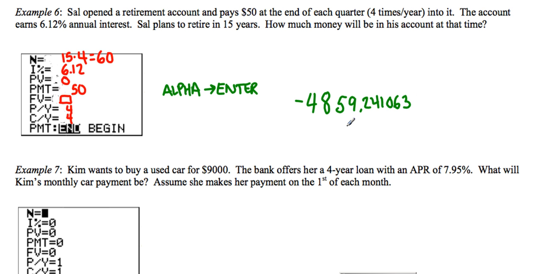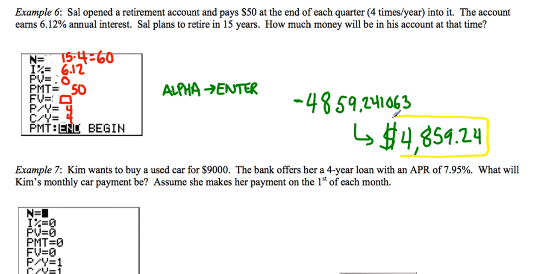Okay, so we can interpret that as meaning that this account is going to pay out $4,859 and, to the nearest penny, 24 cents. If we keep these as positive numbers, so we're paying in $50, then it pays out. That's why that's negative. It pays out $4,859.24. So Sal will have just shy of $5,000 on his retirement. He might want to put a little bit more money in his account.